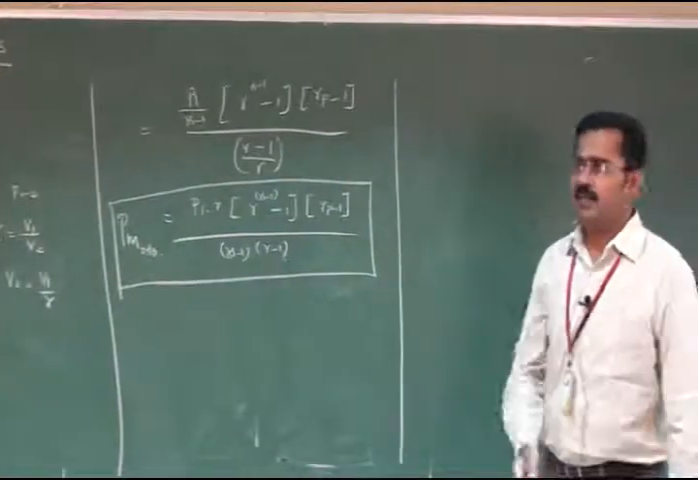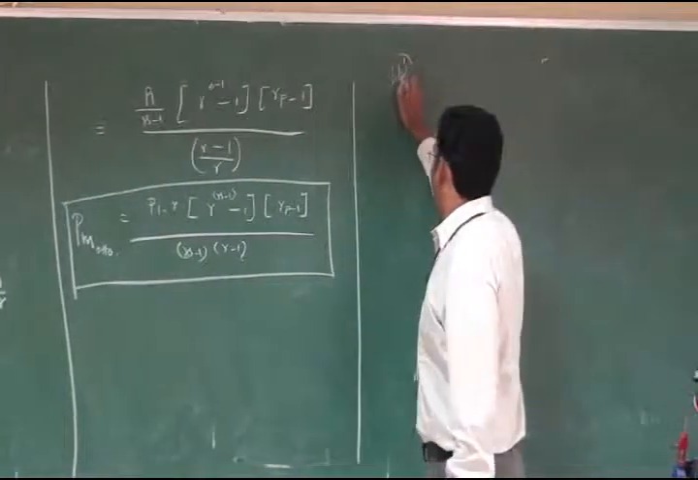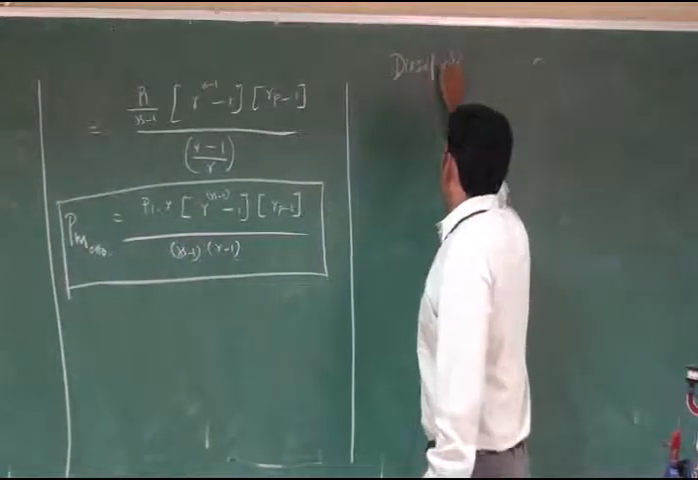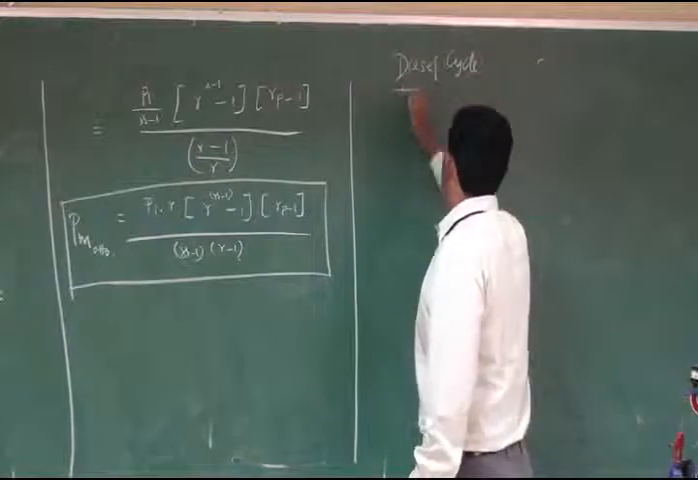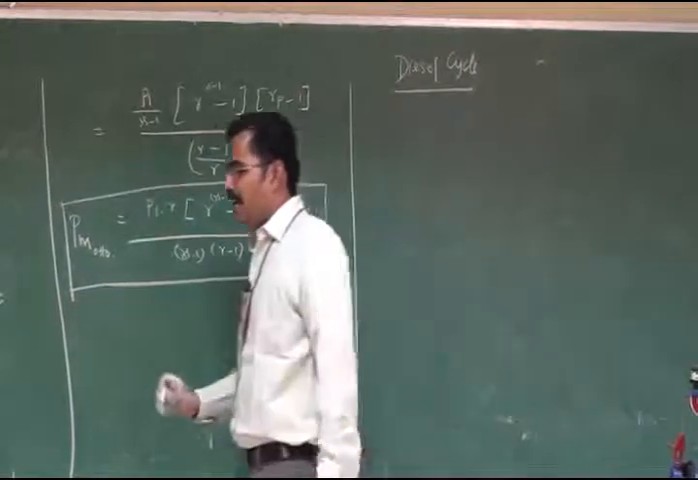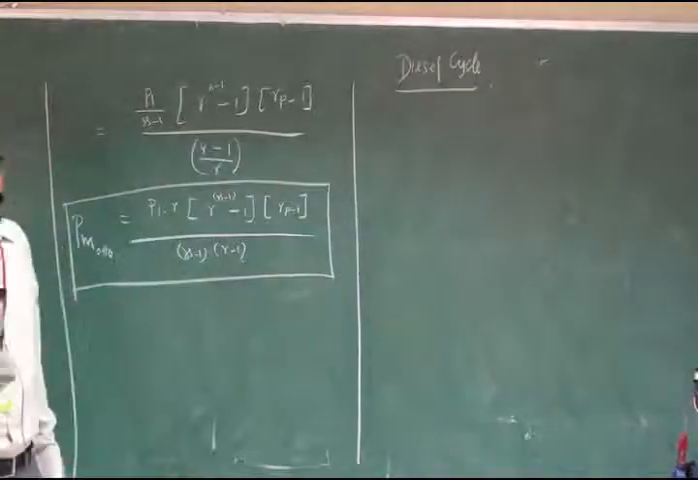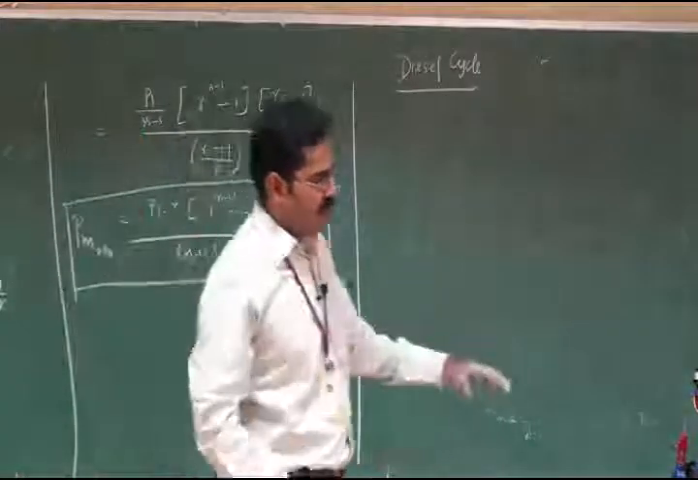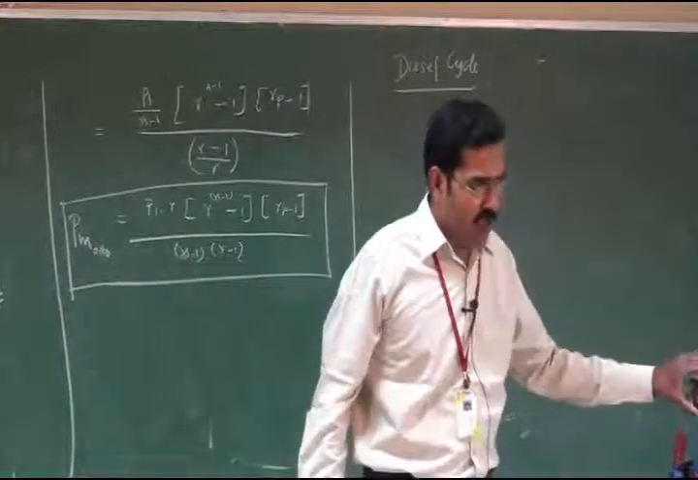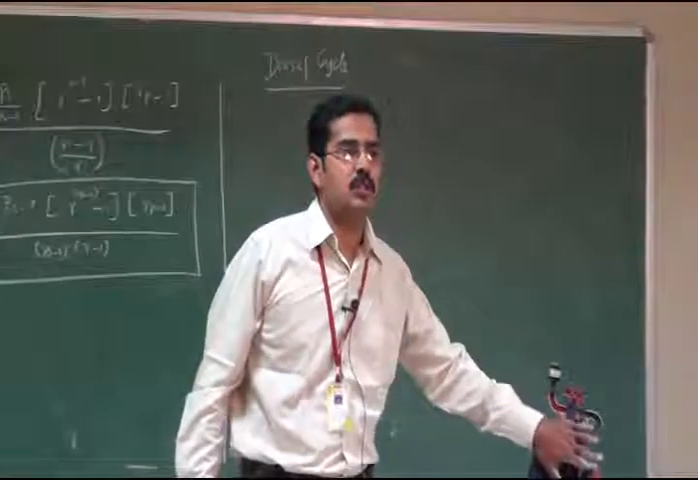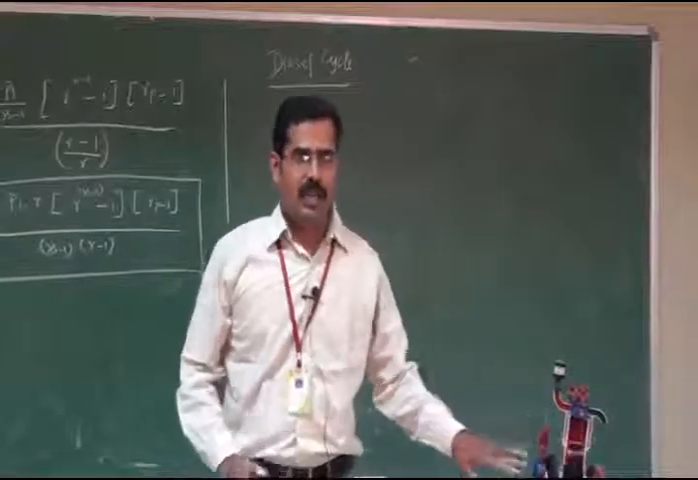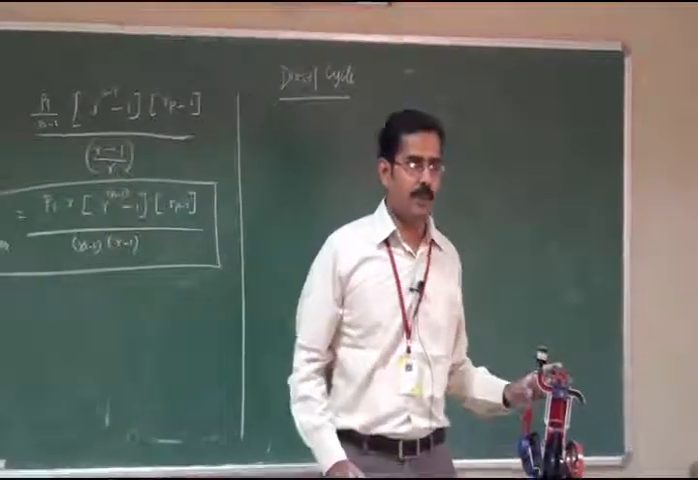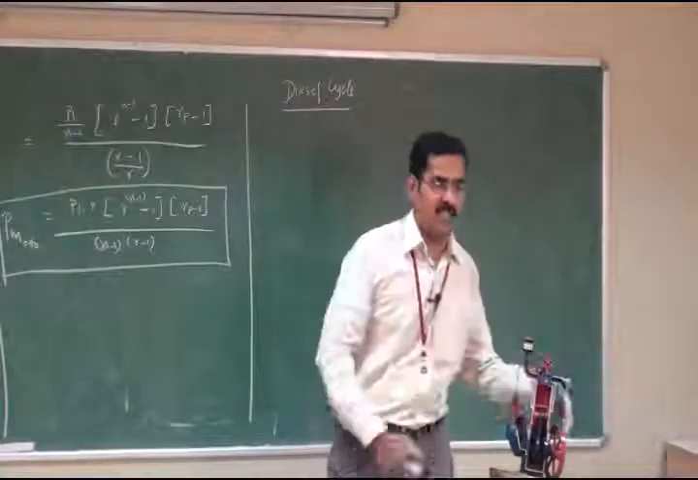Now we are going to the next cycle, that is called the diesel cycle. What is the diesel cycle? There is a main difference between the Otto cycle and the diesel cycle. I told you that in the Otto cycle, air-fuel mixture is admitted into the cylinder through the inlet valve. But in the diesel cycle, air alone is admitted into the cylinder.